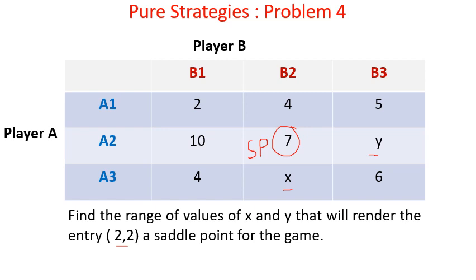For what values of x and y, the saddle point will be at A2 B2. So this means 2 here means entry 2 means A2 B2. At that particular point, if the saddle point has to exist there, what should be the values of x and y? That is the question.